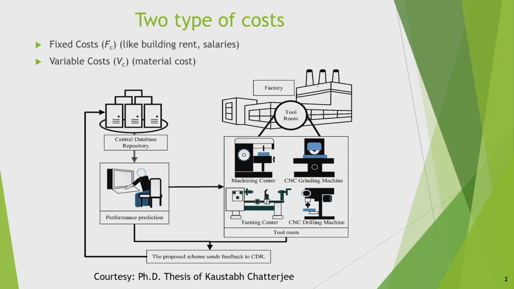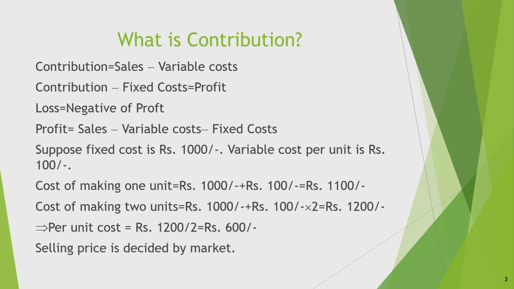So this is one example of a factory. There you see the factory building is fixed. Machines, and machine depreciation value, etc., that is fixed only, and computers, workers, all those types of things, but material cost becomes variable.